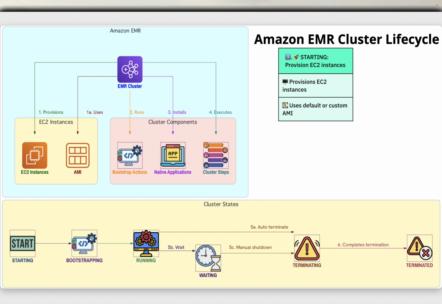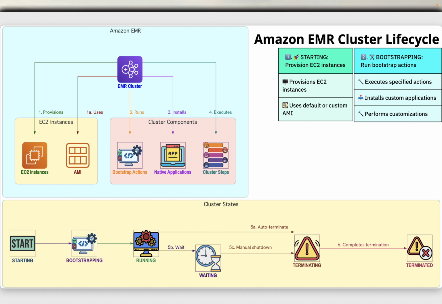So first one, starting. This one provisions EC2 instances. Amazon EMR begins by provisioning EC2 instances in the cluster according to your specifications. During this phase, Amazon EMR uses either the default AMI for Amazon EMR or a custom Amazon Linux AMI that you have specified. The cluster state is set to starting during the initial phase.